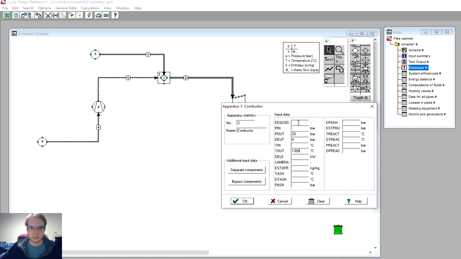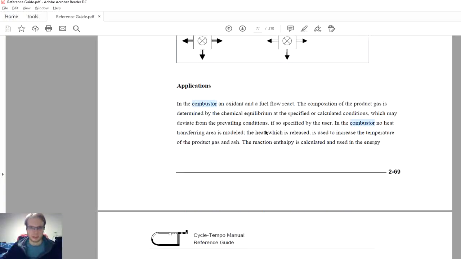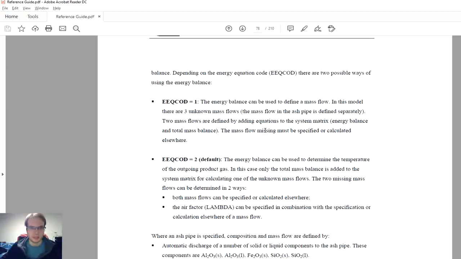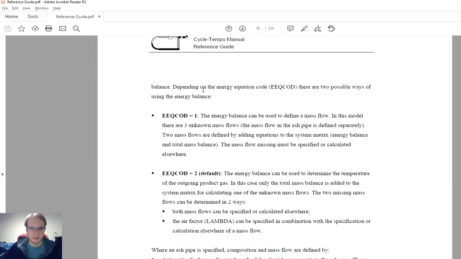Now we will also need to specify the EEQ code, the code for the way we want the combustion chamber to calculate. Again, let's have a look into our reference guide of what does it mean. And here we have mentioned that depending on the energy equation, the EEQ code, there are two possible ways using the energy balance. If we put in 1, energy balance can be used to define a mass flow, while if we put in 2, which is default, the energy balance will be used to determine outlet temperature.